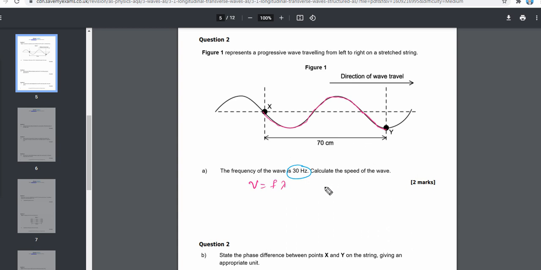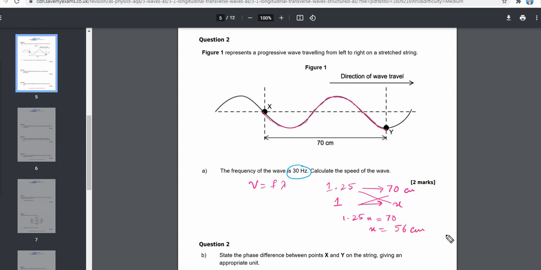So I'll write it here. The length of 1.25 cycles is 70 centimeters, and we have to find out the length of 1 cycle. I'll write it as x. Cross multiplying, it becomes 1.25x = 70. Now from here I'll get the length of one cycle, so that would be 70 divided by 1.25, which is equal to 56 centimeters.